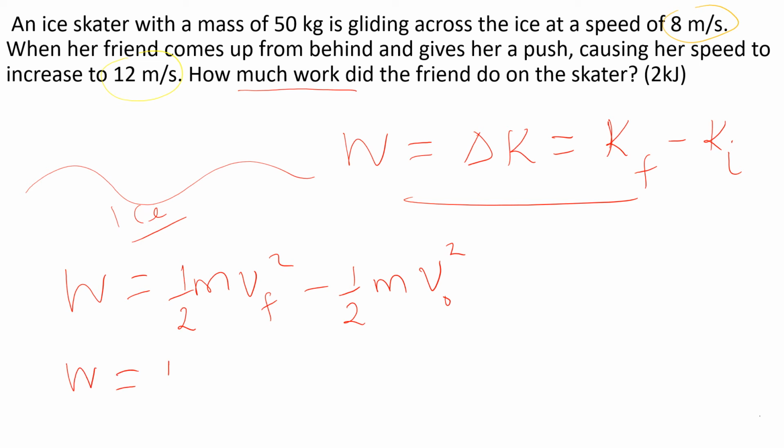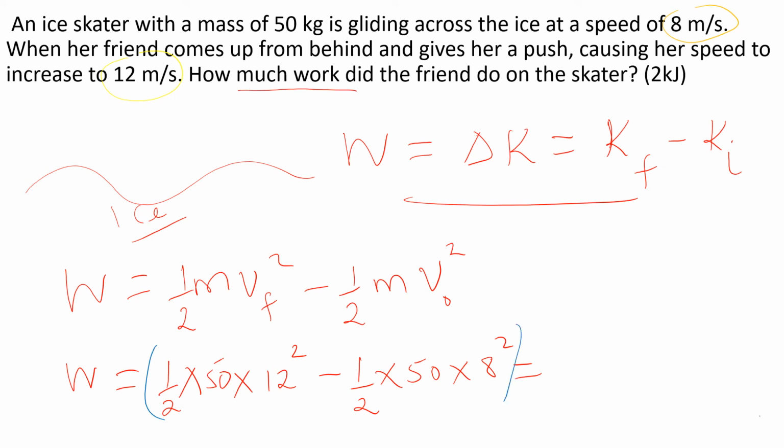The work that is required will be a half times the mass of the skater, which is 50, multiplied by the final velocity, which is 12 squared, minus the initial kinetic energy, which is a half times the mass, 50, times the initial velocity, which is 8 meters per second. If we feed everything into our calculator, we come up with an answer of 2,000 joules. We can write this more clearly: 2,000 joules is the same as 2 kilojoules, just as our answer is.